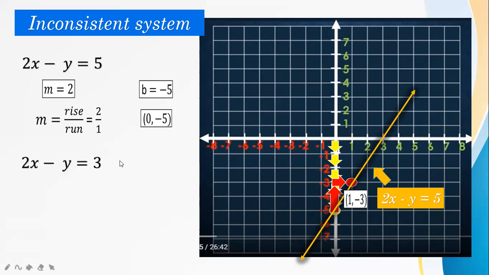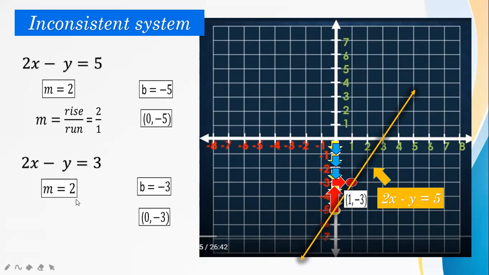And how about the second equation? 2x minus y equals 3. And therefore, this will be the slope of this equation, and this will be your y-intercept. Or it can be 0 and negative 3. So we have 0 and negative 3. And therefore, your x is 0, but your y is negative 3. And therefore, you move 3 units below the x-axis. 3 units. 1, 2, 3.